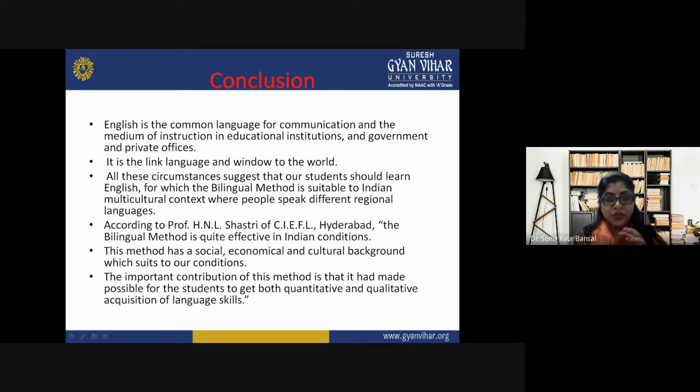Are you getting my point, students? So, different regional languages where they are speaking, English is very, very important. And according to Professor H.N.L. Shastri of CIEFL Hyderabad, he said that bilingual method is quite effective in Indian conditions where the students are learning the target language with the help of bilingual method. So the important contribution of this method is that it has made it possible for the students to get both quantitative as well as qualitative acquisition of language skills.